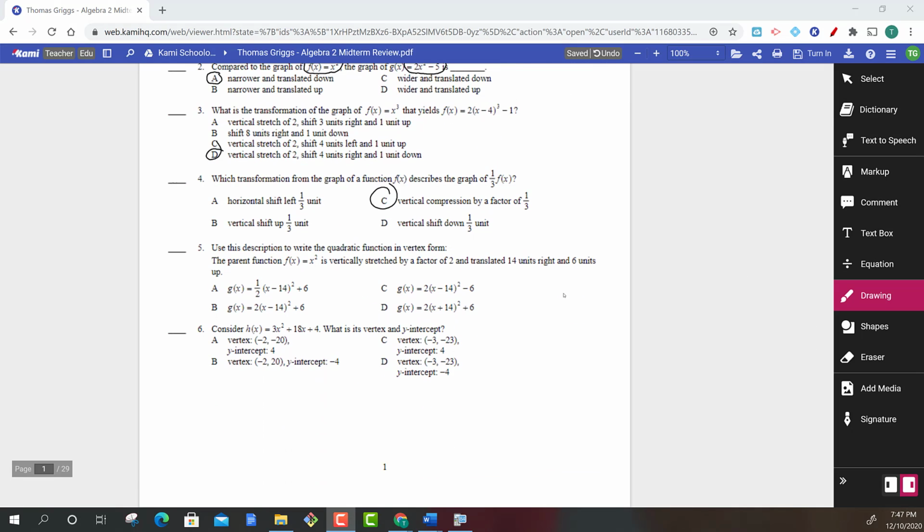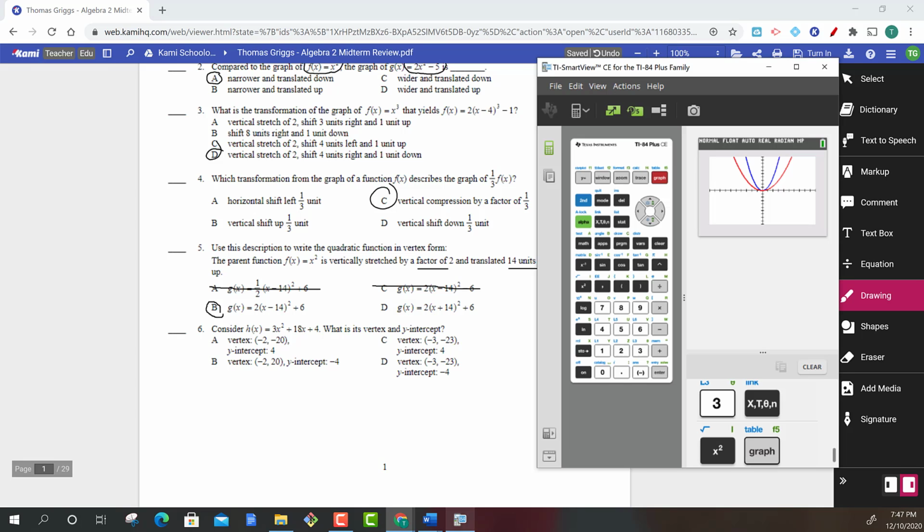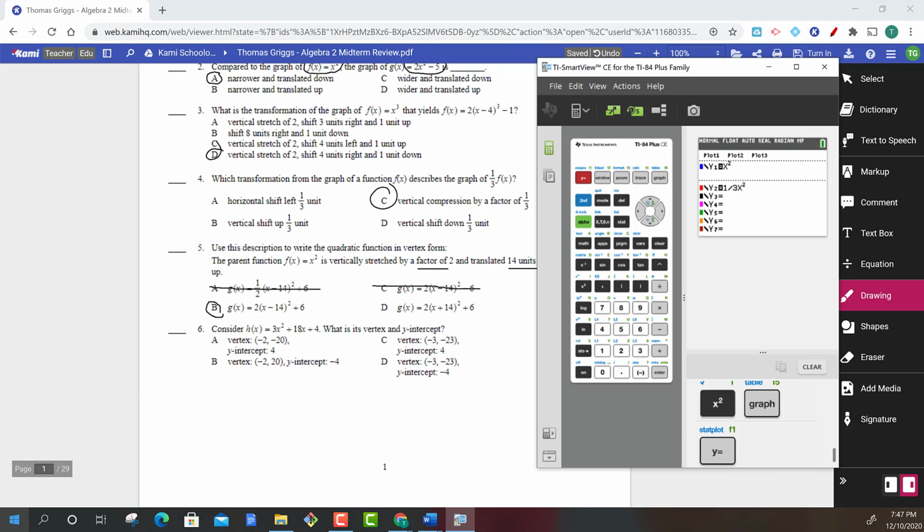All right, and then finally number 5. So here you're doing the same thing, just kind of going backwards. Vertical stretch by a factor of 2 means there has to be a 2 on the outside. So you know it's not A, because that's compression. It's been shifted 6 units up, so that means there should be a positive 6 on the outside, so you know it's not C. 14 units right. Remember, this one's the opposite of what you might think, so this is a negative 14 on the inside. Again, use that calculator to check your answer.